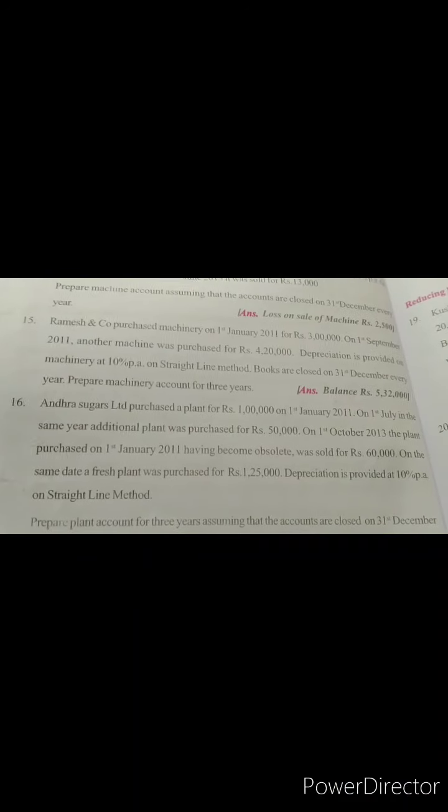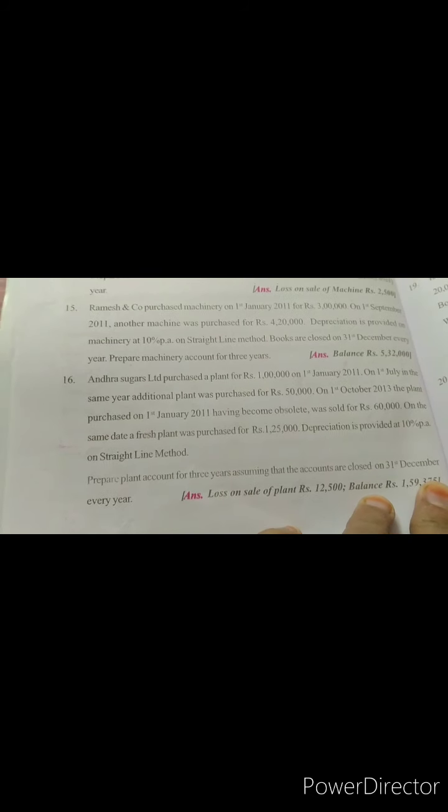See to it that you finish all the textual problems till question number 18, because tomorrow I'll be checking all the homework, and I don't want you to work on the straight line method when we have started with the reducing balance method. So we are going to very soon begin with the 16th problem. Just wait and watch. Have a look at the 16th question, children.